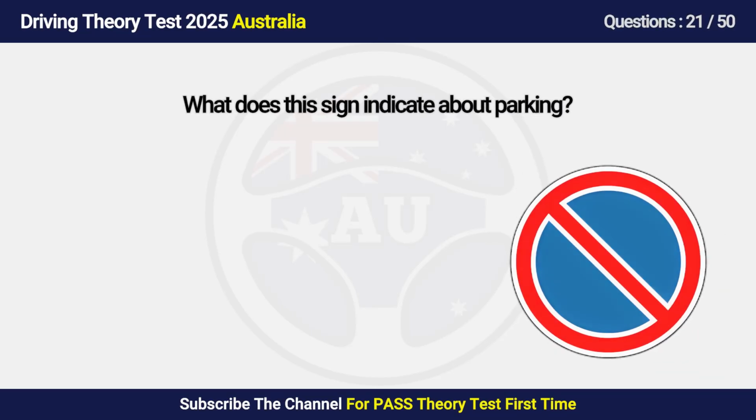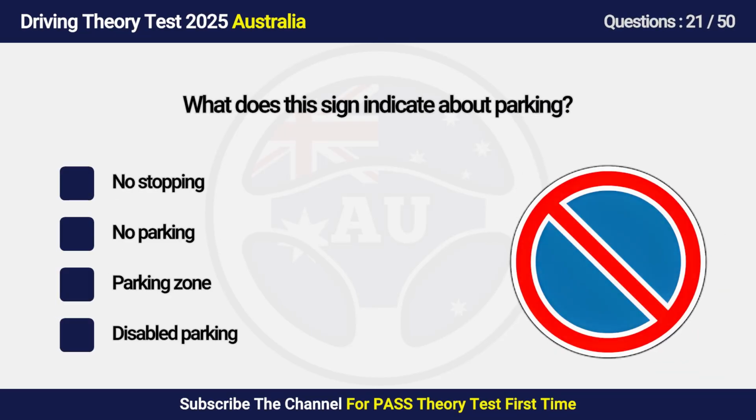Question 21. What does this sign indicate about parking? A. No stopping. B. No parking. C. Parking zone. D. Disabled parking.